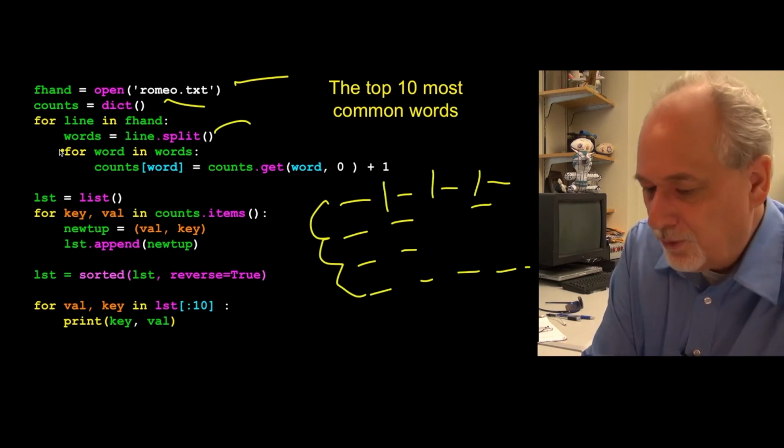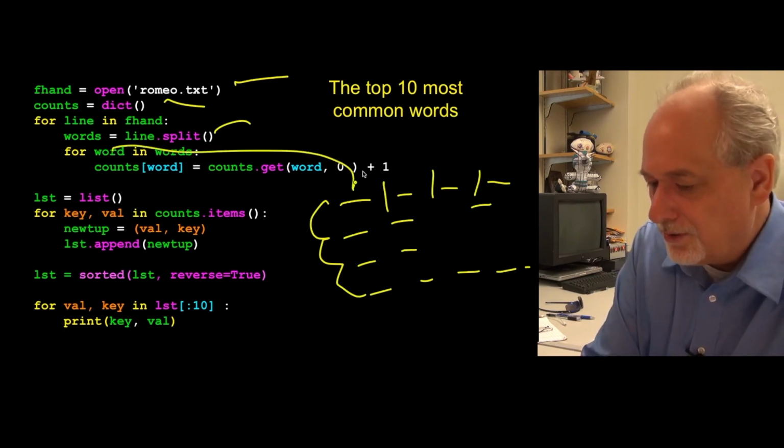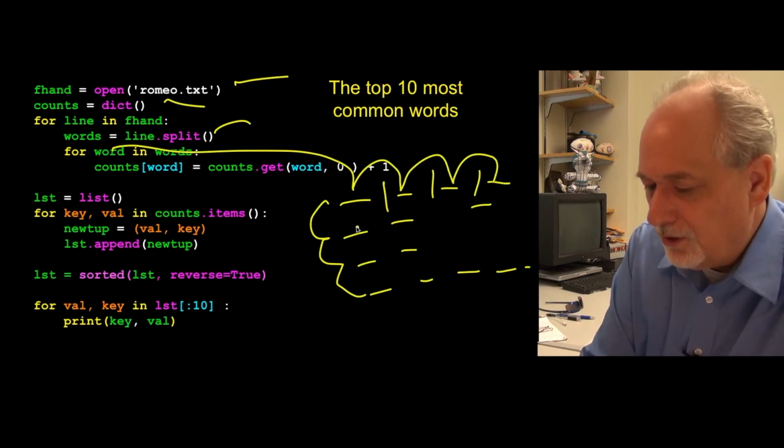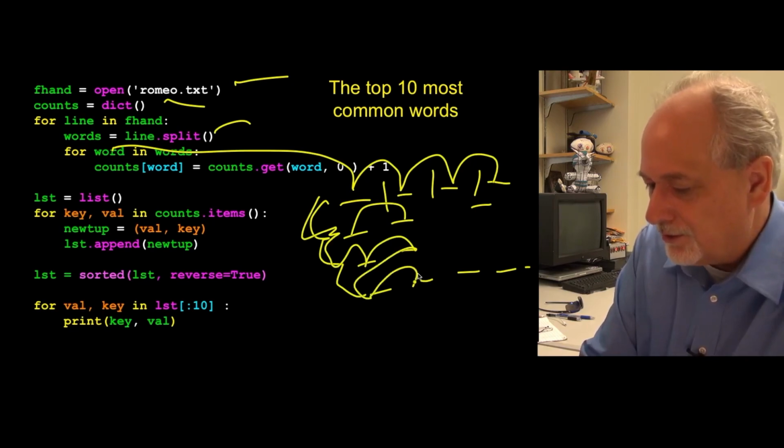And then we have a for loop within that. And this for loop is going to go through each word. And so that means that by nesting these loops, we're going through each line. And then within the line, we're going through a word. Then we go to the next line and go through the words.